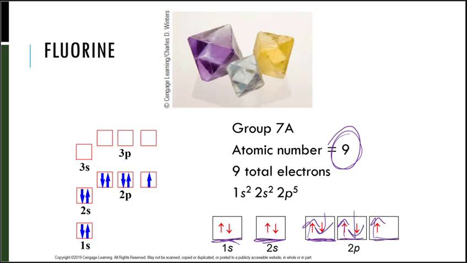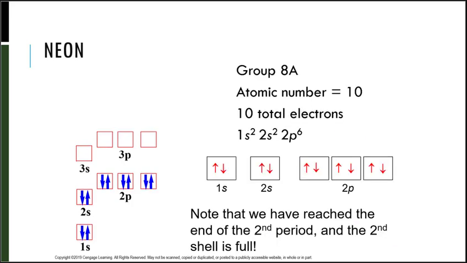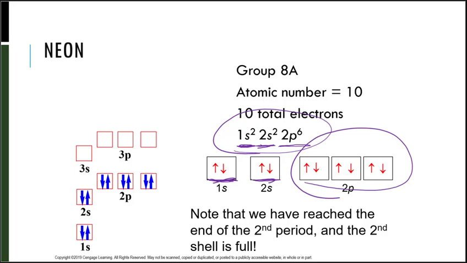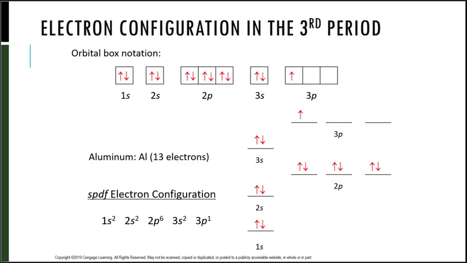Notice that there's 1 more spot to fill up that p orbital, and neon is going to do it. Neon's electron configuration is going to fill up 1s with 2, 2s with 2, and 2p, it's going to fill up that 2p with 6 electrons. Notice that we have reached the end of the second period and the second shell is full. Let's look at the third row.